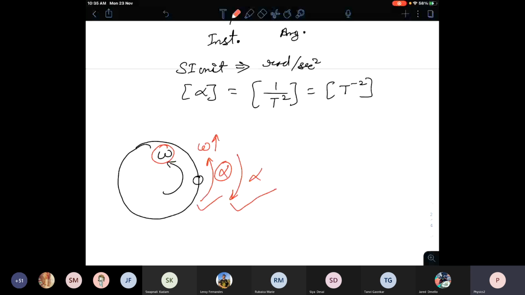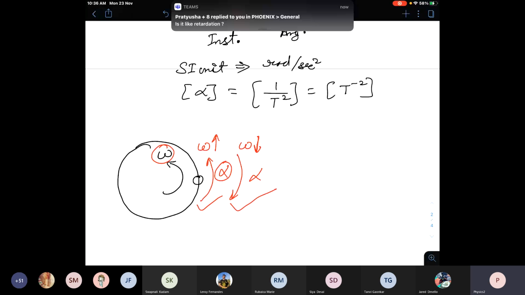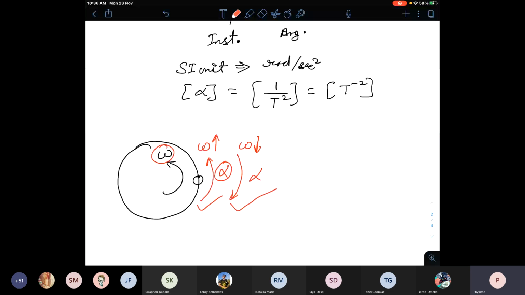And if your angular velocity is decreasing, alpha and omega are in opposite directions. Same as linear. Yes, it is like angular retardation. Very good. The second case is basically angular retardation. So it is similar to linear, just in angular terms. That's it. Direction is very similar to linear. Whatever happens in linear, the same thing happens in angular also.